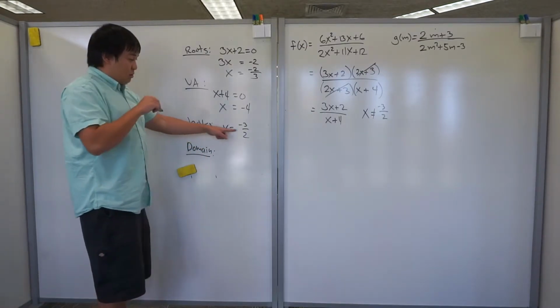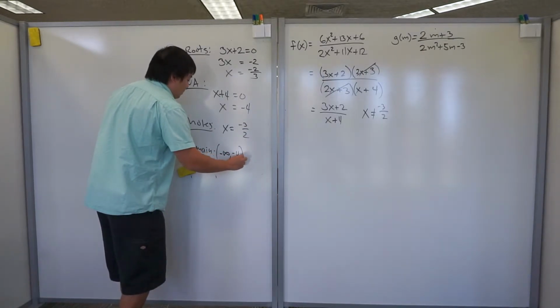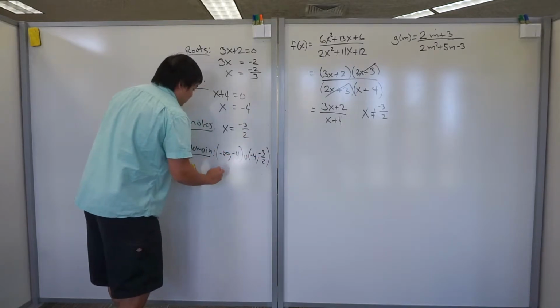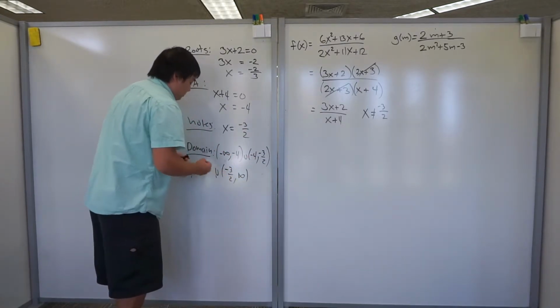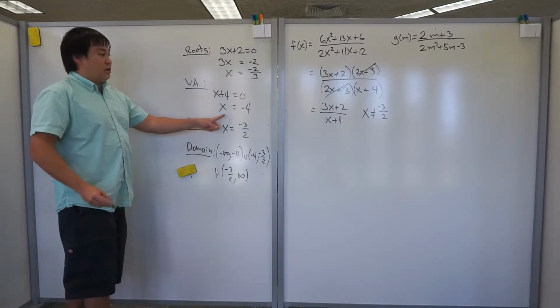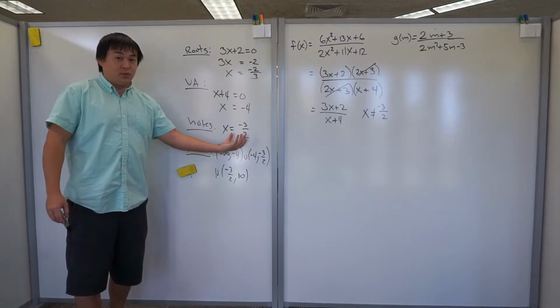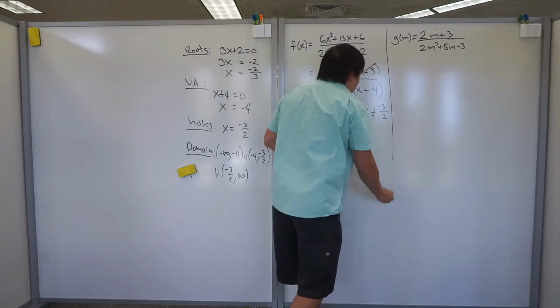So the domain goes from negative infinity to negative 4, negative 4 to negative 3 over 2, and then negative 3 over 2 to infinity. And in order to do that, you have to know, again, that negative 4 is to the left of negative 3 over 2. All right, let's do the last one.